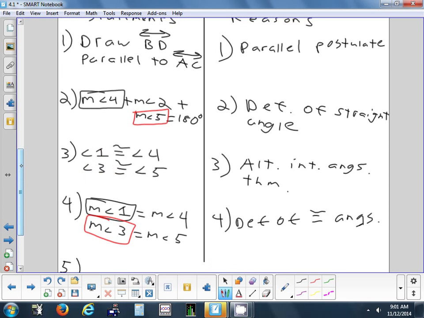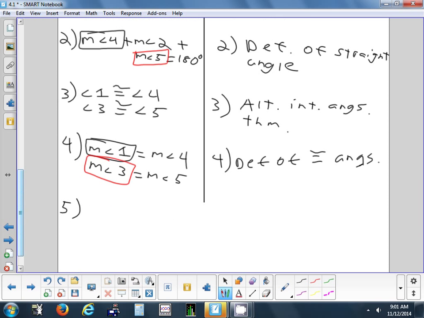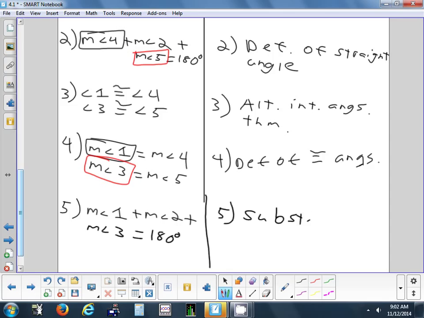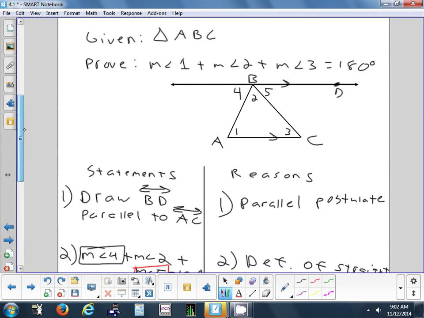So now I have, instead of angle 4, I'm going to write angle 1. Angle 2, I'm not doing anything with. And instead of angle 5, I'm going to write angle 3. And the 180, just keep that right where it is. And that's substitution. So we just proved that angles 1, 2, and 3, which are the angles inside the triangle, add up to 180. That's the pretty standard proof for how you do that.